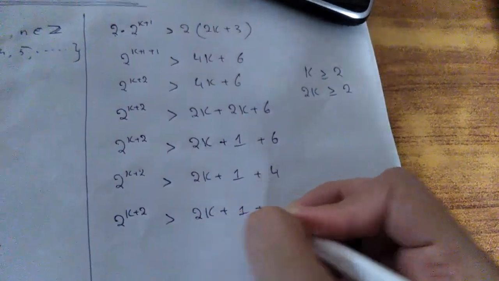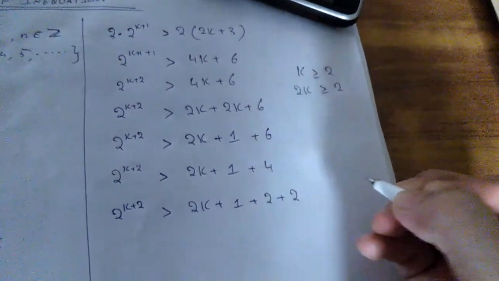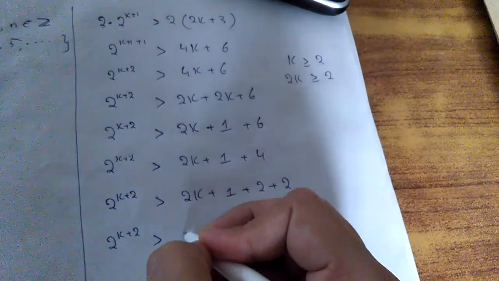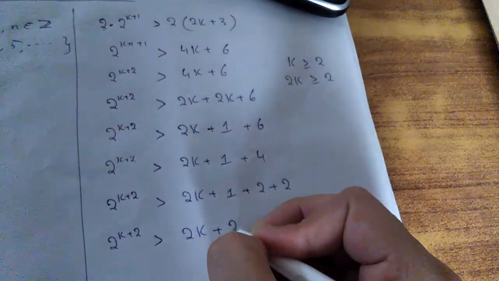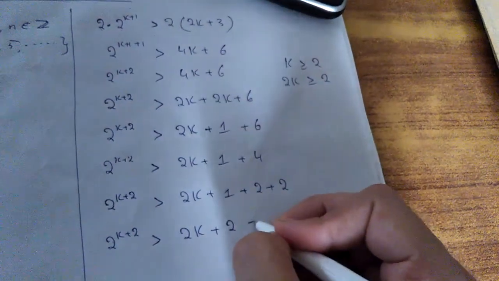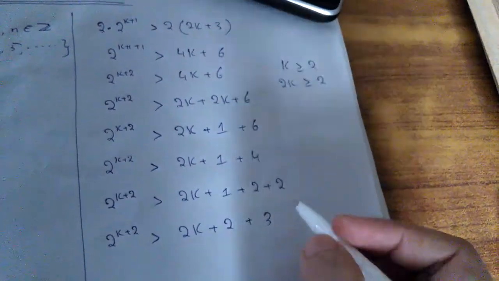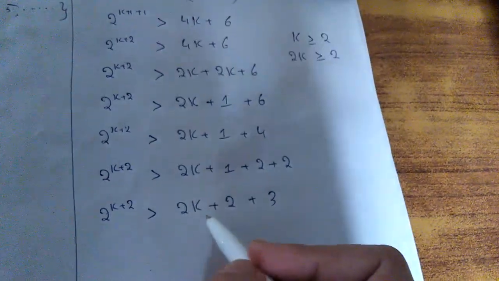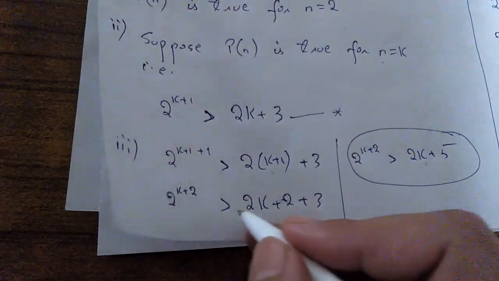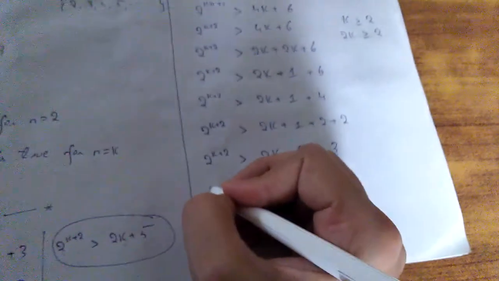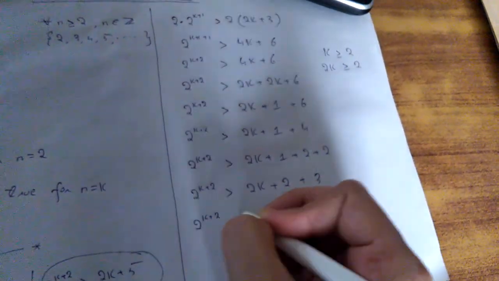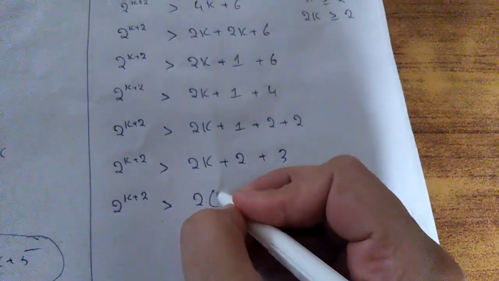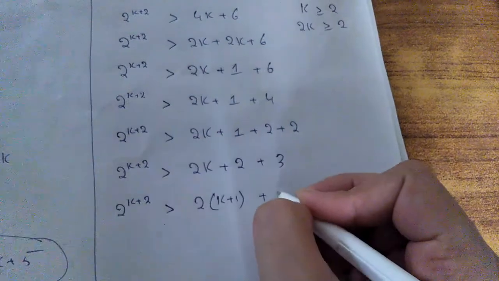Now let us break this 4 in this form. Let us organize these terms here, and this thing will remain. I've just written this 2 along with the 2k, and this 1 and 2 on addition give me 3. So now I'm having this type, and now it's all obtained here. So let us give the final touch.